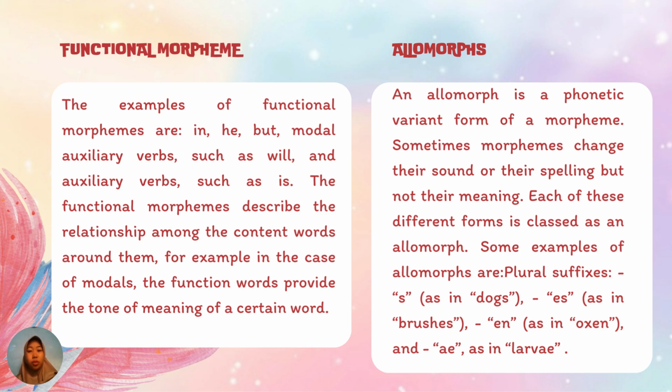Allomorphs. An allomorph is a phonetic variant form of a morpheme. Sometimes morphemes change their sound or their spelling, but not their meaning. Each of these different forms is called an allomorph. Some examples of allomorphs are the plural suffixes: -s, as in dogs, -es, as in buses, -en, as in oxen, and -i, as in larvae.